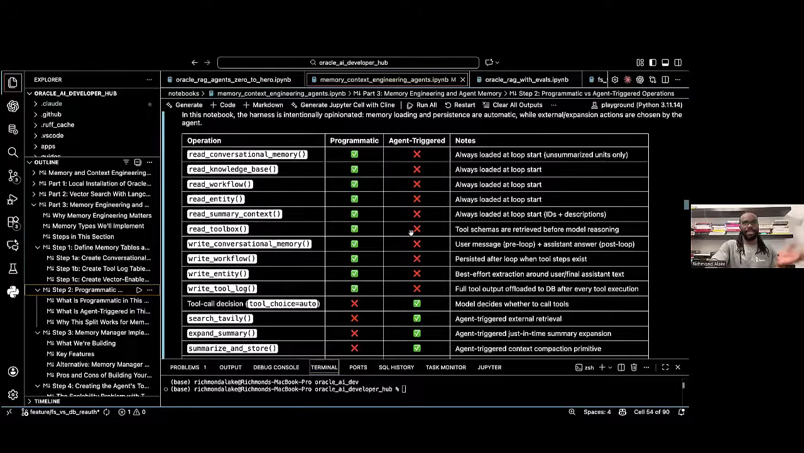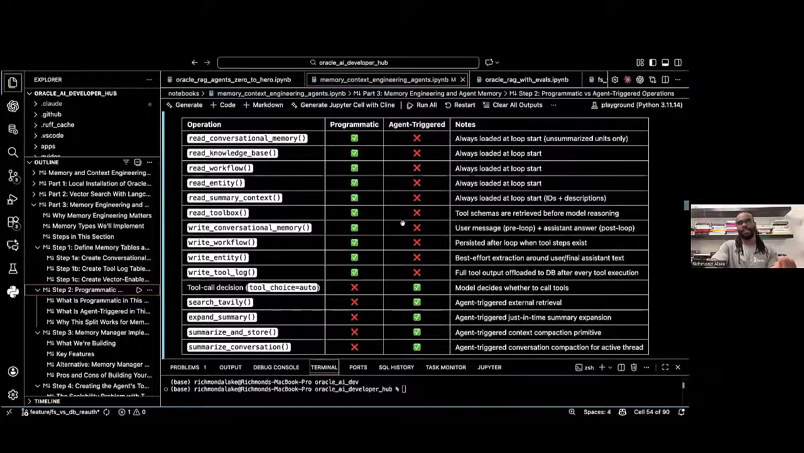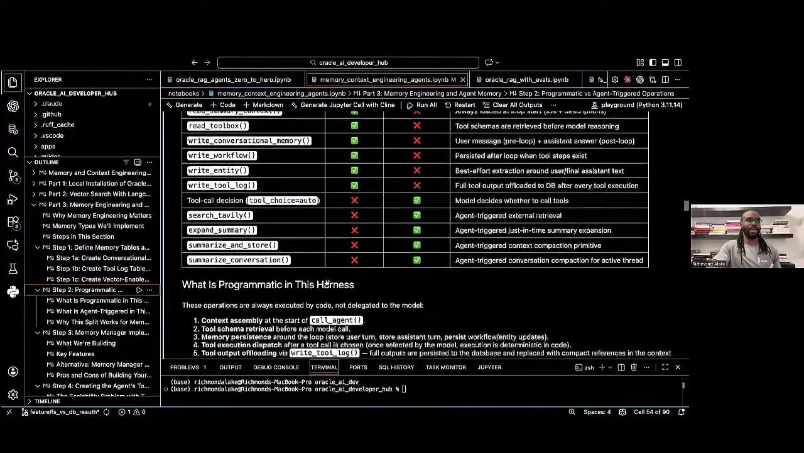But the key thing is there are some design choices you have to make as a developer when you're building memory aware systems. Which memory operations do I want to make deterministic, and which ones do I want the agent to have access to? And these are fun choices you can play with.